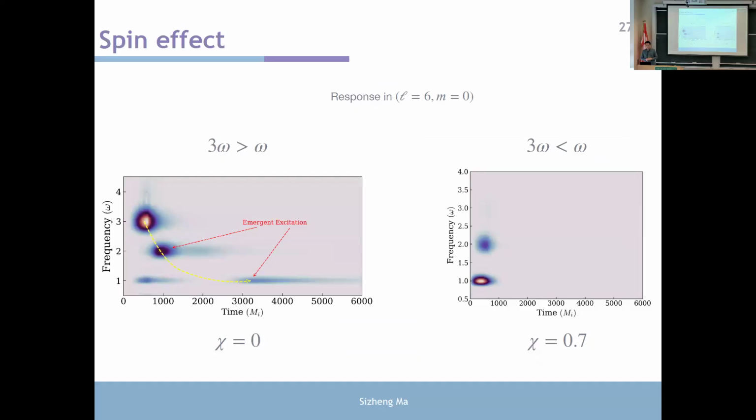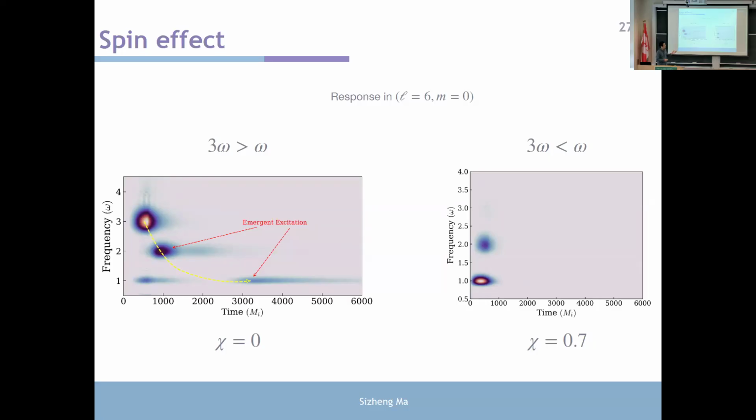So far, I have focused on Schwarzschild spacetime. If the black hole has a spin, the story could become a little bit different. Let's again look at the response in the 6-0 harmonic. Remember that in the Schwarzschild case, we have two dominant third-order modes, omega and 3 omega. Because in this case, 3 omega is stronger than omega, it can become the major energy budget to trigger the following excitations. However, when the black hole has a spin, let's say 0.7, omega actually becomes bigger than 3 omega.